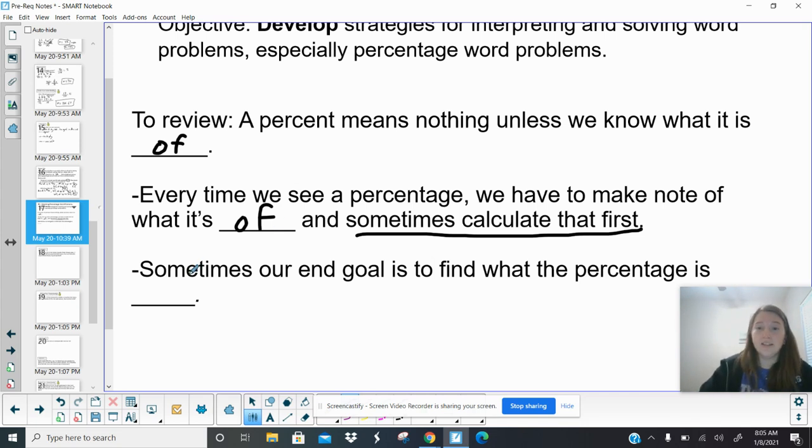Sometimes our end goal is actually to find what the percentage is of. Sometimes we're not trying to find the answer. We're trying to find, if you want to think about it this way, what the answer is of.